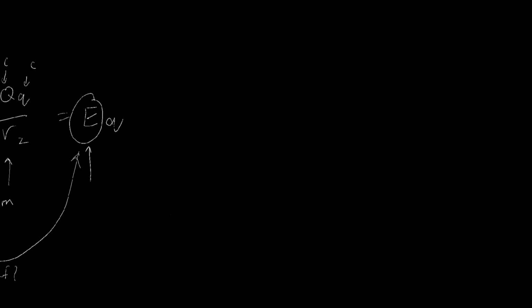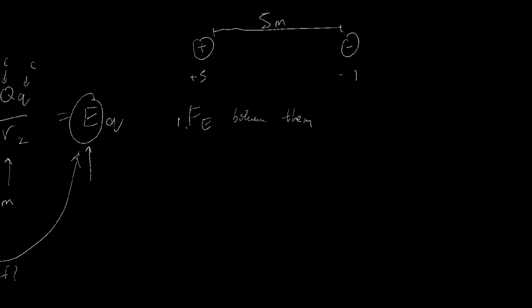Okay, so imagine you have two charges, one positive charge here and one negative charge here. One of them has a charge of +5, and one of them has a charge of, let's say, -1. So first, what is the electrostatic force between them? Okay, I forgot to mention, the distance is 5 meters, let's say. So how do we calculate this? Pretty simple, just plug into the equation.